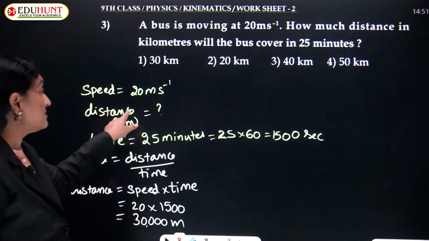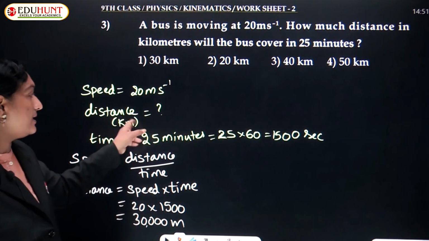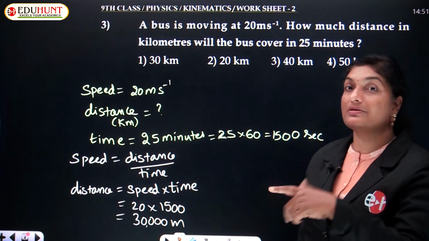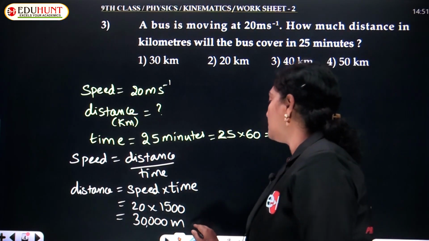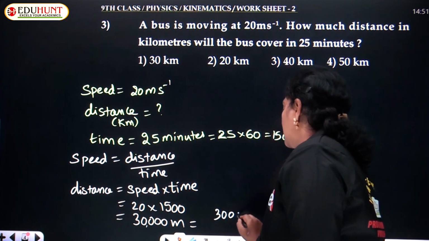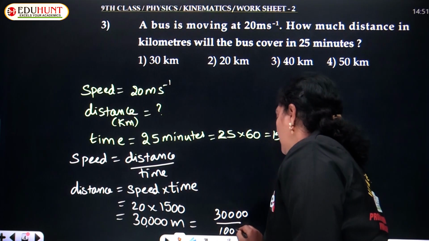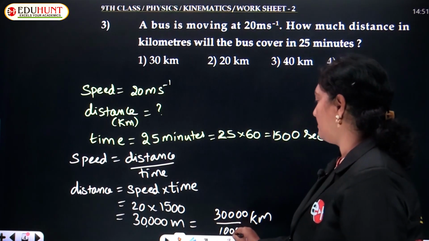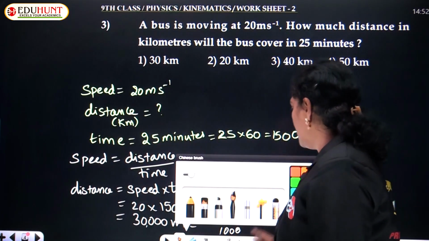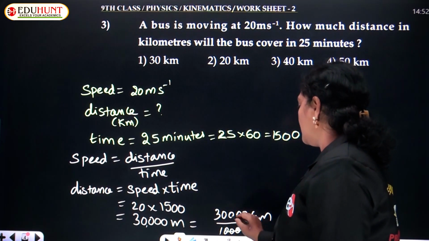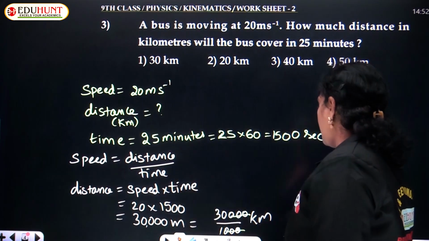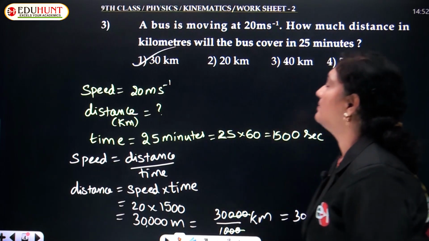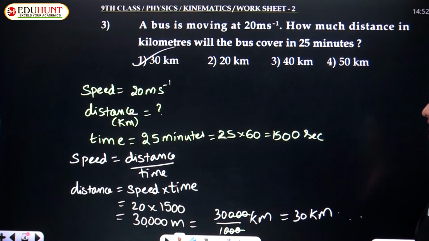But you're asked to find the distance in kilometers. As we know that 1 kilometer is 1000 meters. So 1 meter is equal to 1 by 1000 kilometers. So 30,000 meters is equal to 30,000 upon 1000 kilometers. This is in meters. If you divide this by 1000, you'll get kilometers. So solving this, 3 zeros and 3 zeros get cancelled. The final answer you have is 30 kilometers. The correct option must be option 1, that is 30 kilometers.